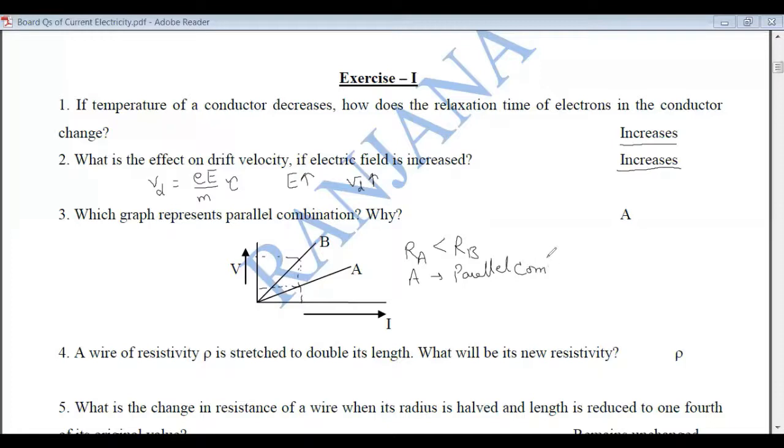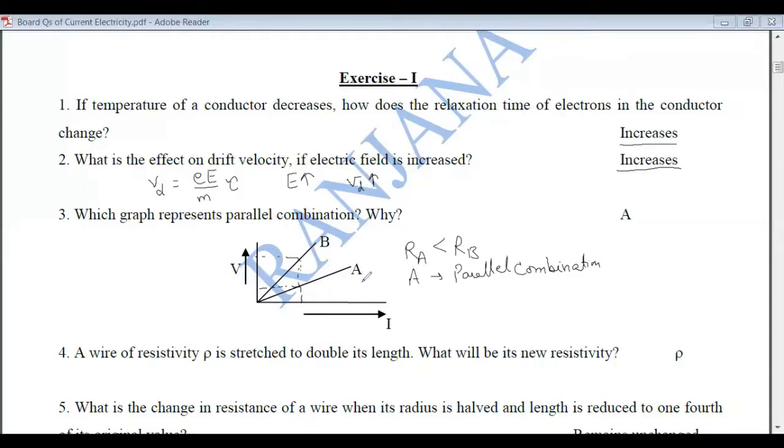Why? Because we know that in a parallel combination, the equivalent resistance is less. Whereas B is representing the series combination, because its resistance is more. So in case of series combination, the equivalent resistance is more, whereas in case of parallel combination, the equivalent resistance is less.